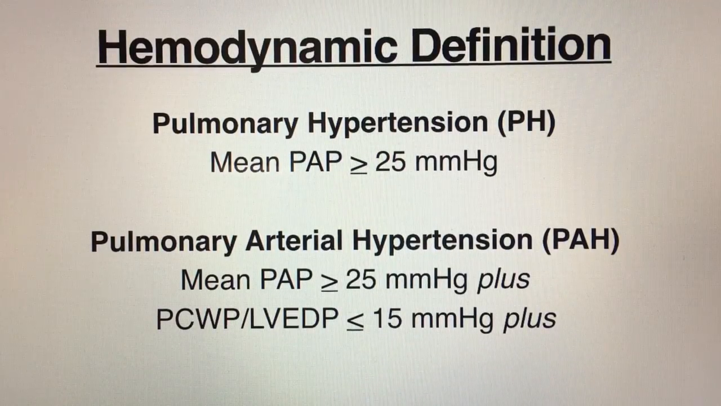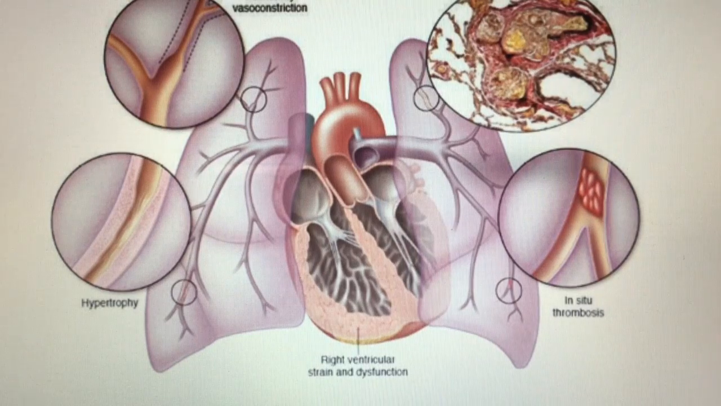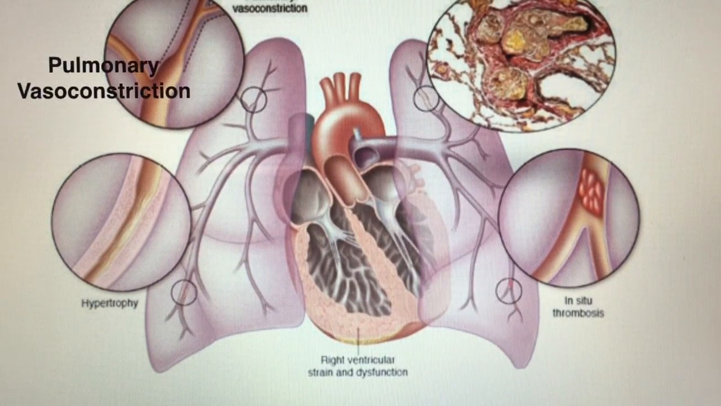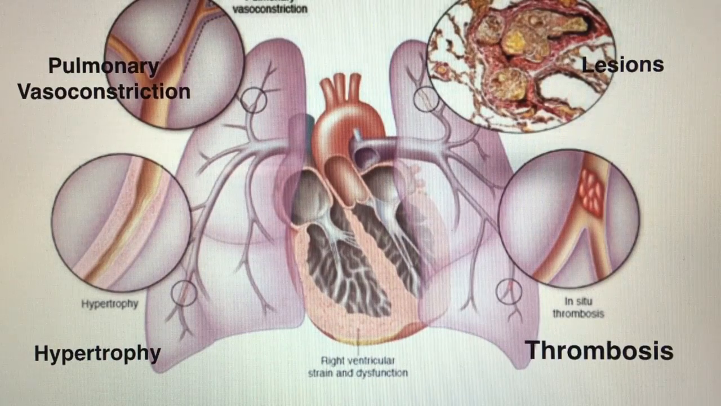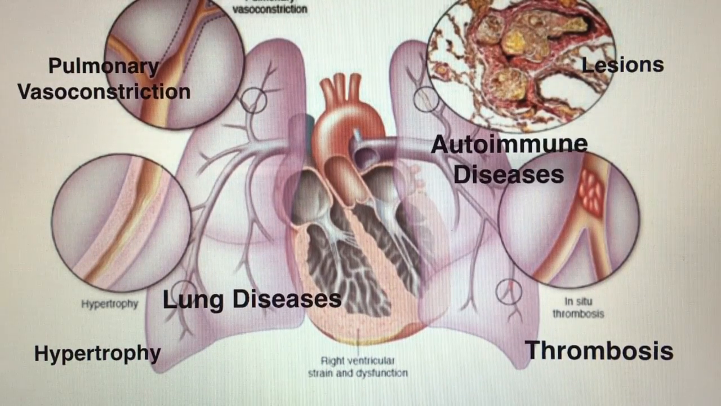Pulmonary hypertension is defined as a mean pulmonary artery pressure greater than or equal to 25 millimeters of mercury. It can occur for various reasons, but it results in a narrowing of the arteries of the lungs. The narrowing restricts blood flow to the lungs and causes high resistance. The right ventricle must work harder to pump blood to the lungs to be oxygenated.